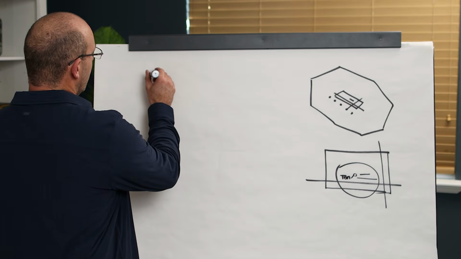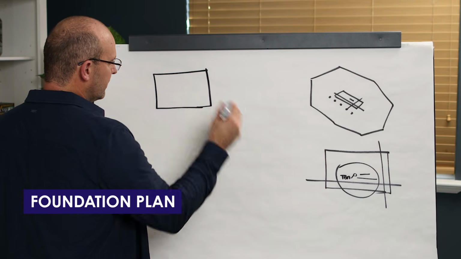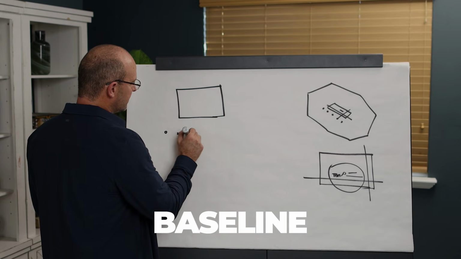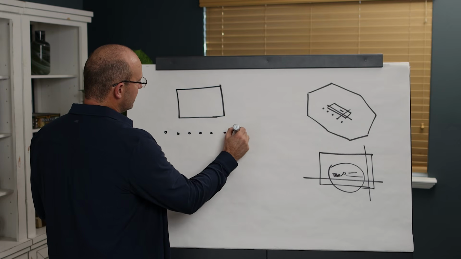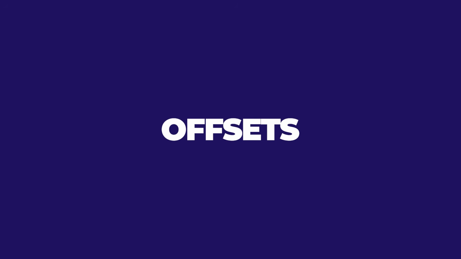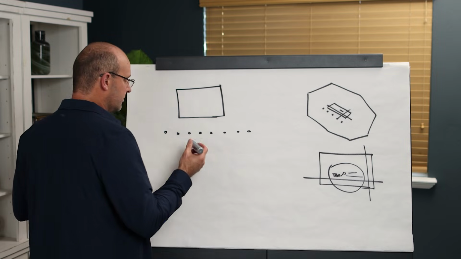When you are taking a foundation plan and a slab on grade plan, and you're going to transfer your baseline, which can technically be on grid line perfectly or at an offset, I'm going to do offsets. Let me just do this the wrong way, and then I'll show you the right way.